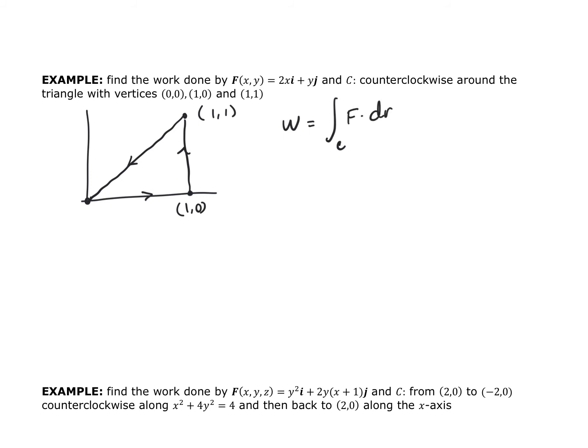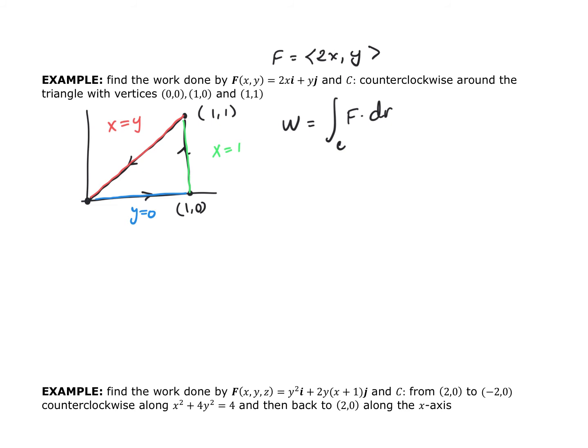Let's go back to our drawings. This is the line y equals 0. This is the line x equals 1. And this is the line y equals x. So when I break this up in my orientations, and here's my f, which is 2x comma y.